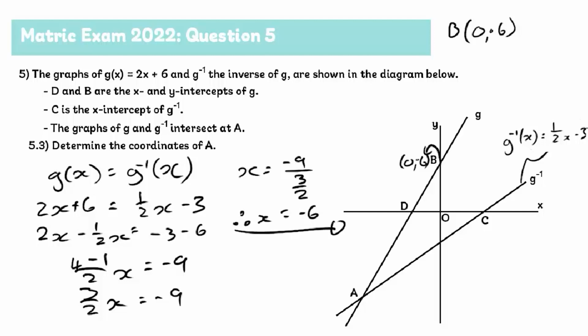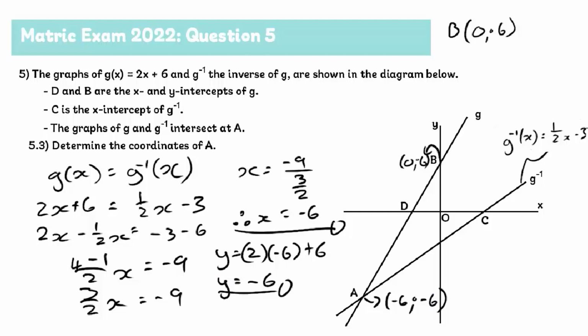If x is equal to −6, we have to then substitute −6 in to get y. y will equal 2 times −6 plus 6. y will equal −6. Therefore, this point here is equal to x is −6 and y is −6. Let's just write it up over here: A is (−6; −6).